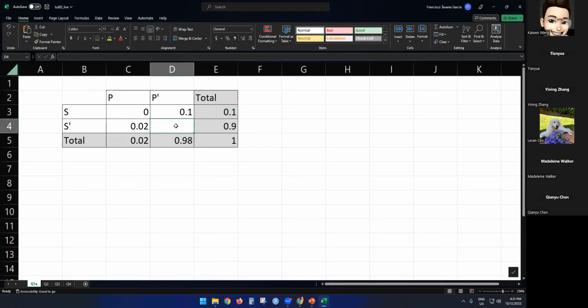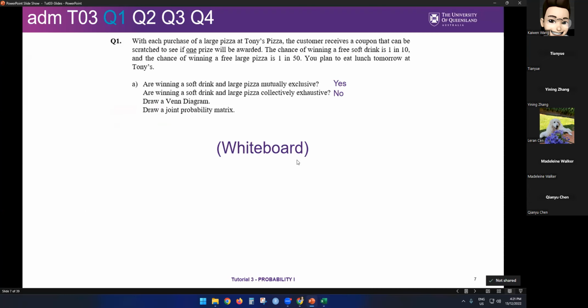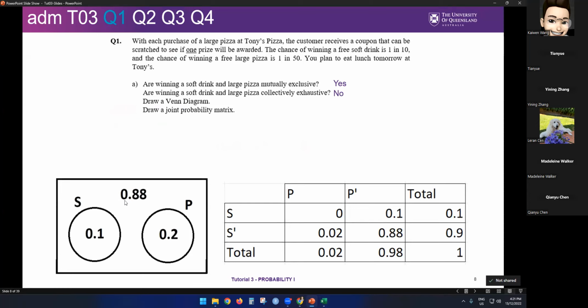The thing is, the one that's left here, what's going on there? All of them also have to add to 1. So I could say 1 minus this gives us this number, 0.88, which is exactly the same number we had here, 0.88. So I think that's nice.